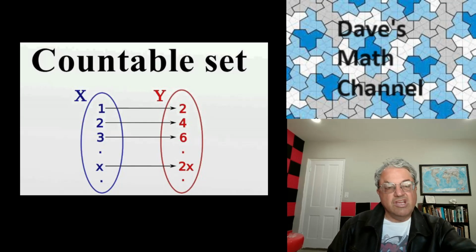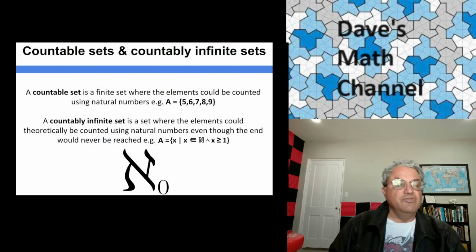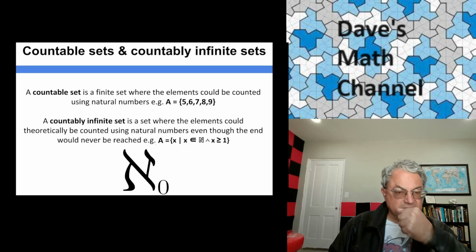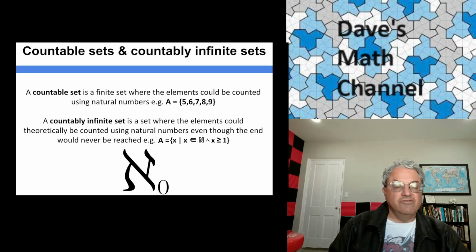And that cardinality actually has a name. It's called Aleph null. And this slide just kind of explains finite sets and countably infinite sets. So a finite set is just what it says, a set with a finite number of elements. But a countably infinite set is a set with an infinite number of elements, but it's countably infinite.